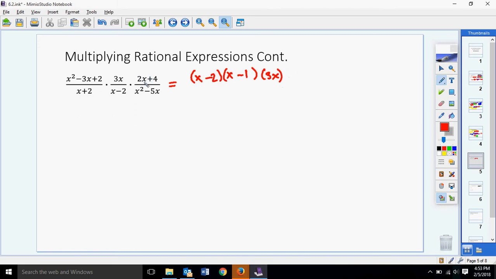I can factor out a common monomial. They have 2 in common. So when I factor out a 2, I'm left with x plus 2. Denominator, x plus 2 cannot be factored. X minus 2 cannot be factored. But x squared minus 5x can. They have something in common. They have an x. So factoring out an x would give me x minus 5.